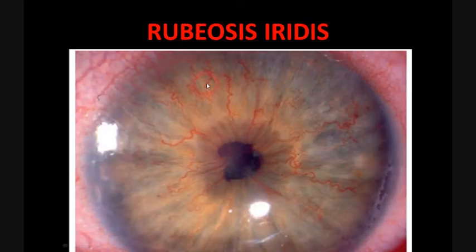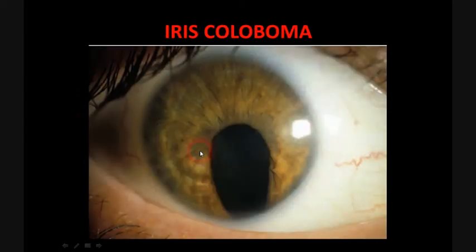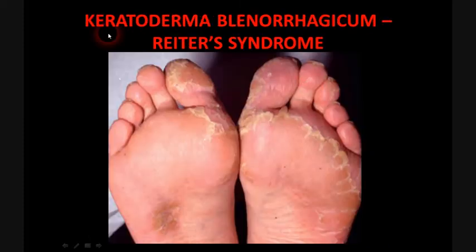Rubeosis iridis, also called neovascularization of the iris, is where you have newly formed blood vessels. So what are the causes? Most importantly, proliferative diabetic retinopathy, CRVO, retinoblastoma, and chronic iridocyclitis. Iris coloboma is where there is defective fusion of the iris. You can see a keyhole defect in the iris. During embryological development, when the embryonic fissure does not fuse properly, you have iris coloboma. Keratoderma blennorrhagicum is classically seen in Reiter syndrome, with psoriasis-like lesions.